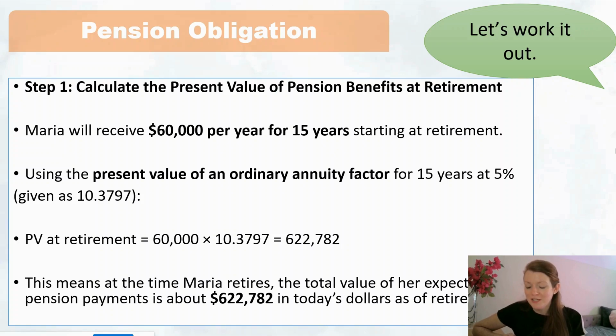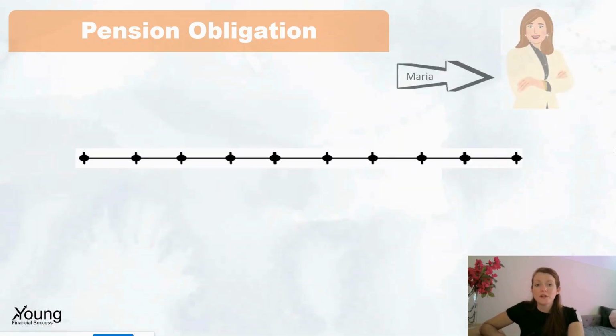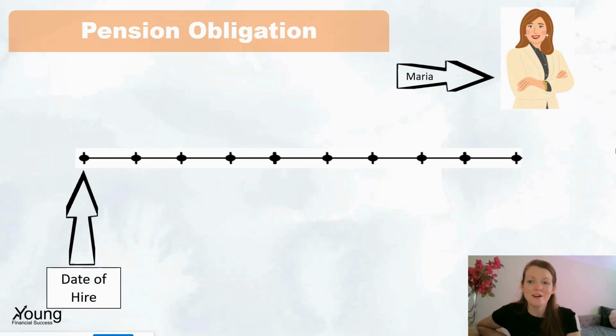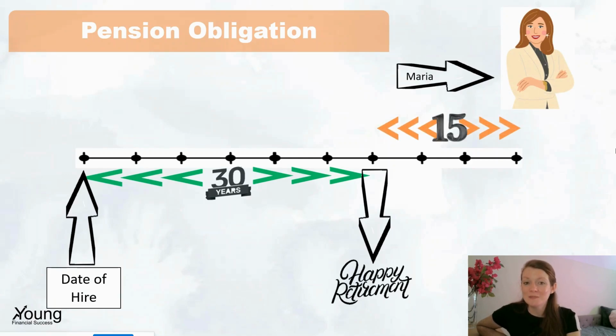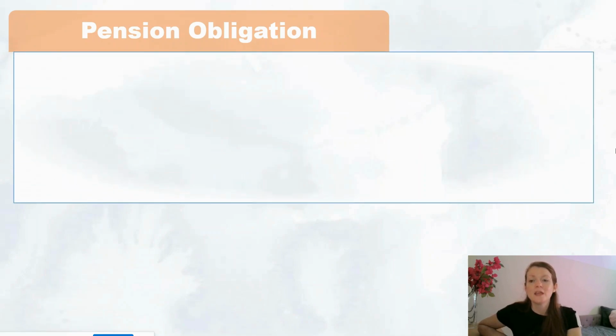So now the question is, if I've got 30 years to get that $622,000, how much do I need to invest now, earning the 5% in order to get to that number? So that's where I'm going to look at this little chart. We've got Maria. She looks like she's ready to work. So this is her date of hire. She's going to work for 30 years. Happy retirement. Then she's going to have an estimated 15 years in retirement. So that's what our plans are for her.